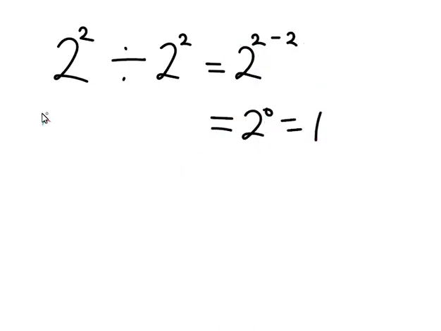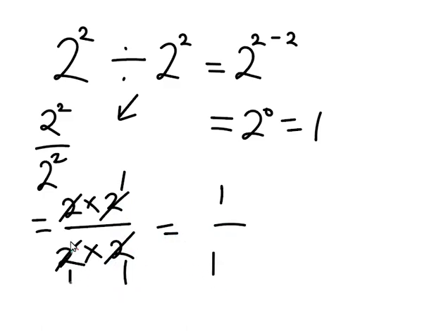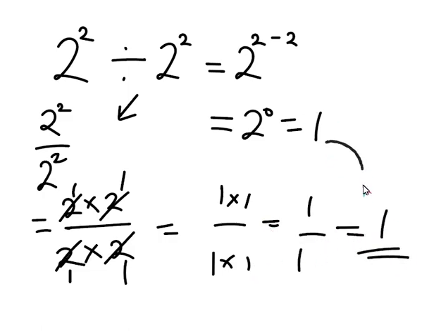And then we come to this side. 2 raised to the power of 2 simply means what? 2 raised to the power of 2 all over 2 raised to the power of 2, for this expression on the left hand side. So what it simply means is 2 times 2 all over 2 times 2, isn't it? So 2 would cancel 2 here, 2 will cancel 2 here, 1 and 1, so we have 1 all over 1, which is the same thing as 1, right? So you can see we are still saying the same thing here.